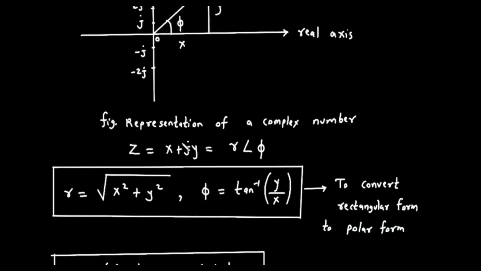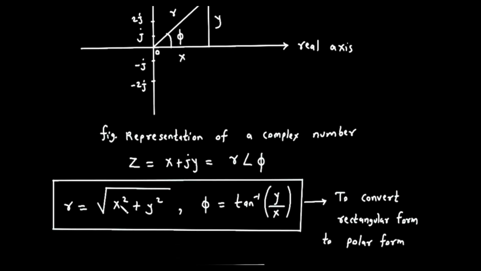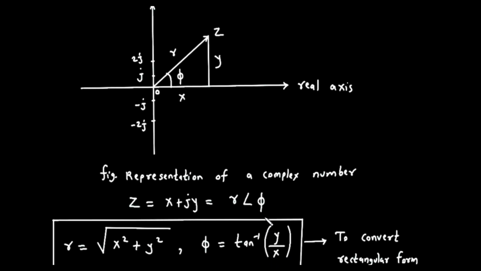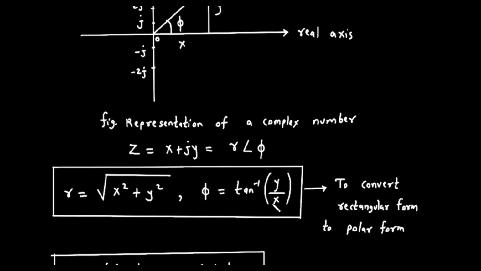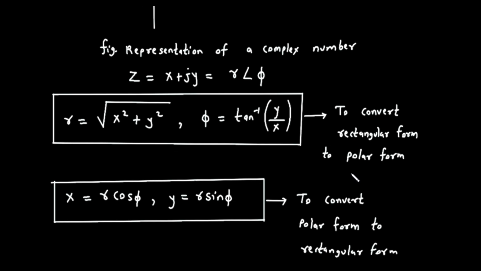As you can see in the diagram, x, y, and r form a right-angled triangle. So, r is equal to the square root of x squared plus y squared. To find the angle phi, we use basic trigonometry. The tangent of phi is the opposite side, y, divided by the adjacent side, x. Therefore, to find the angle itself, phi is equal to the inverse tangent of y divided by x. So, with these two simple formulas, you can easily convert from rectangular to polar form.